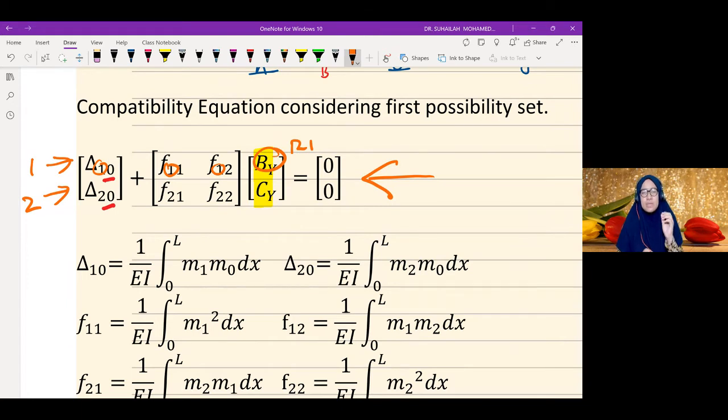Of redundant number 1. And line number 2 is for position redundant number 2. So the notation that we use, 2 here, it is 2, 2, CY is redundant number 2. Okay, CY is redundant number 2 because the first notation we actually refer to the position.